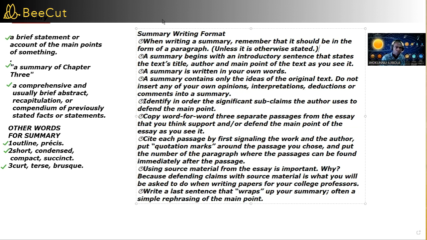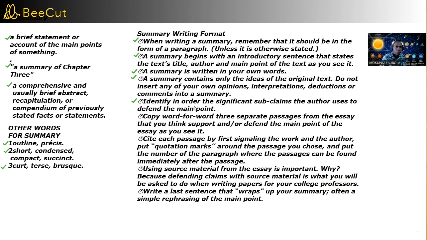Also, it is good to note that a summary should be written in your own words, not actually repeating the words of the text unless where necessary. Then the next thing is that the summary contains only the ideas of the original text. Do not insert any of your own opinions or your own interpretation or deduction or comments into a summary. So you are using your own words, but what you are presenting is the opinion of the text, the interpretations of the text, the deductions of the text, and whatever the text is. So don't insert a new thing. Otherwise, what you will be giving to your examiner will be different from what the examiner is expecting from you.